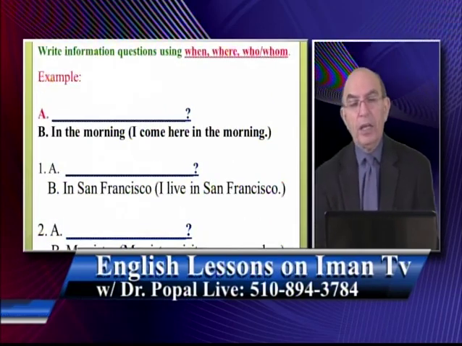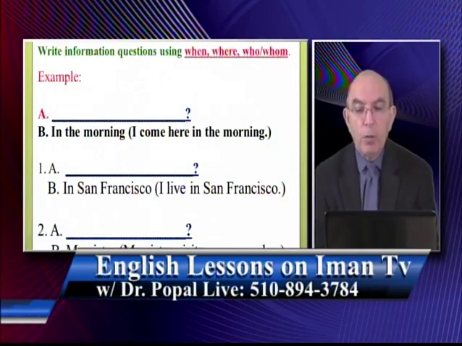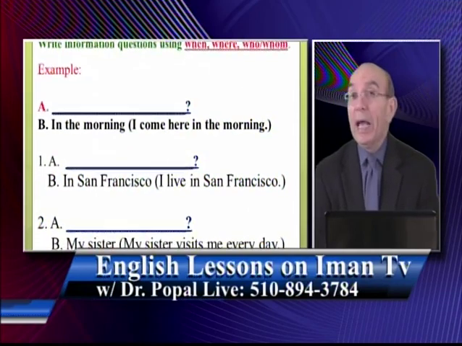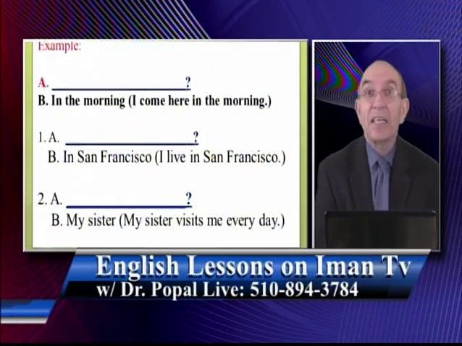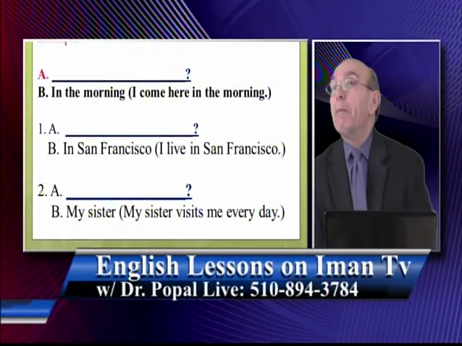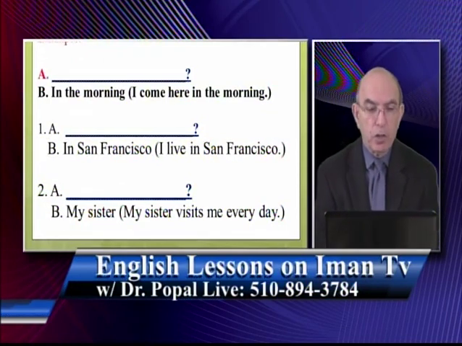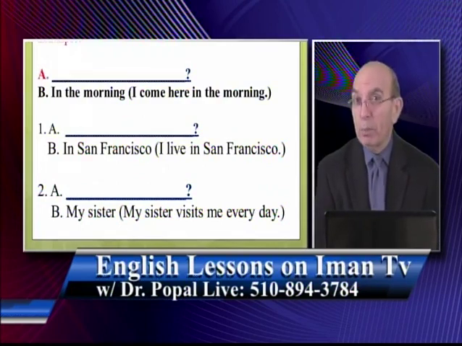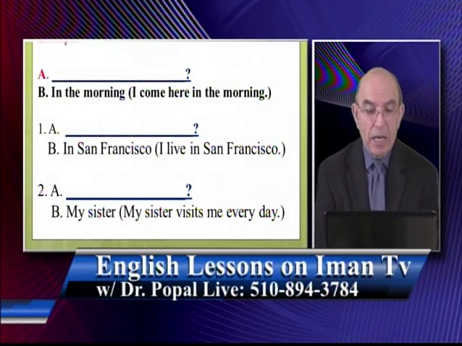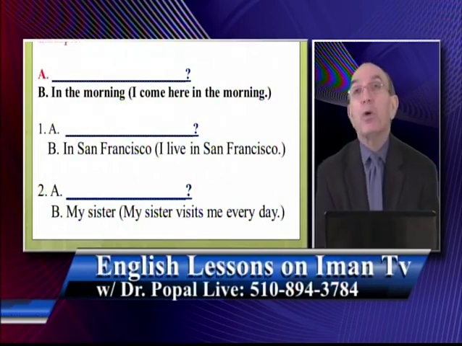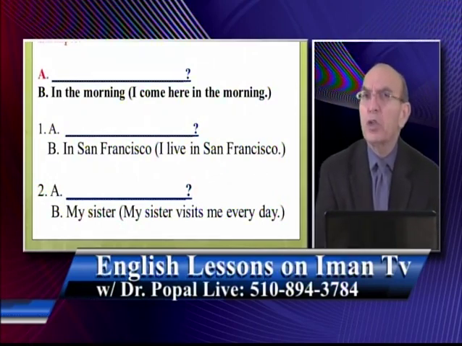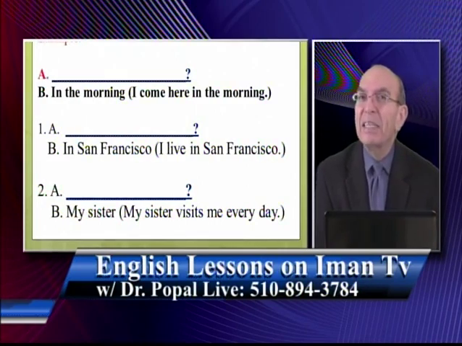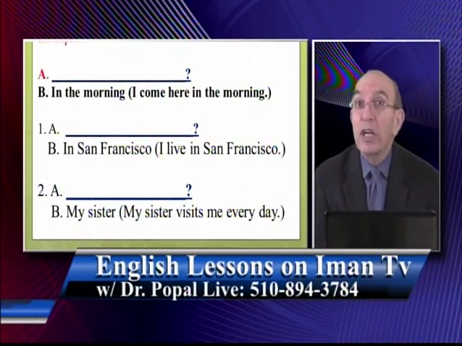Now, what I have here, I want you to make questions with when, where, who, or whom. I have the answer in a sentence, so I want you to come up with the question. There is a conversation between A and B. A is one person, B is another person. The answer that B gives is, "I come here in the morning." What question will be a good question to ask so that this can be the answer? I want you to think about that.